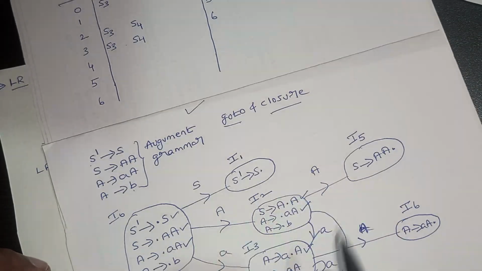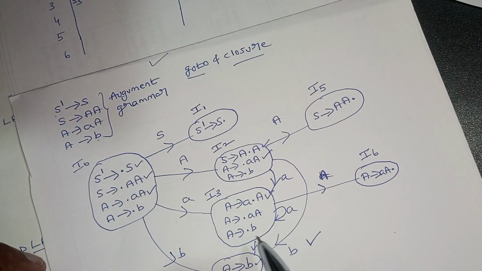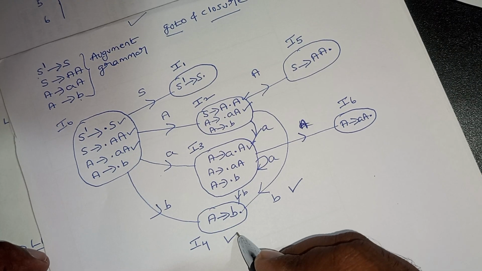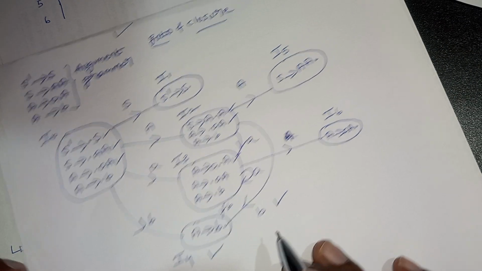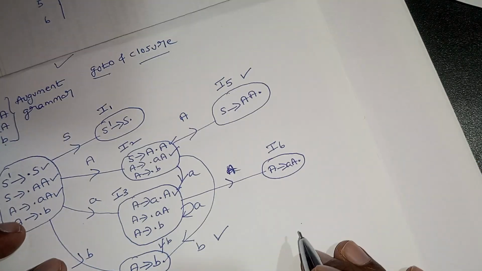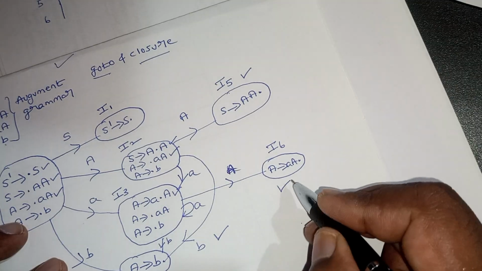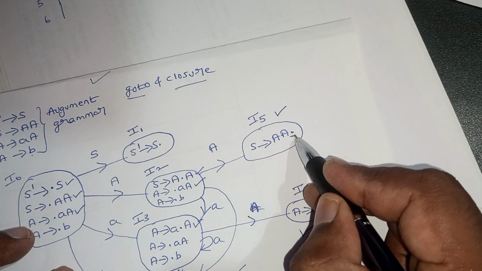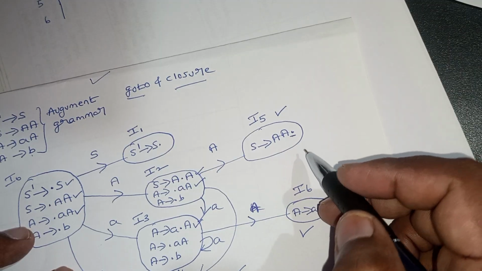Now what about I4? I4 is a final item. What is I5? It is a final item. What is I6? It is a final item. What is a final item? When the dot is present at the rightmost, that is called a final item.